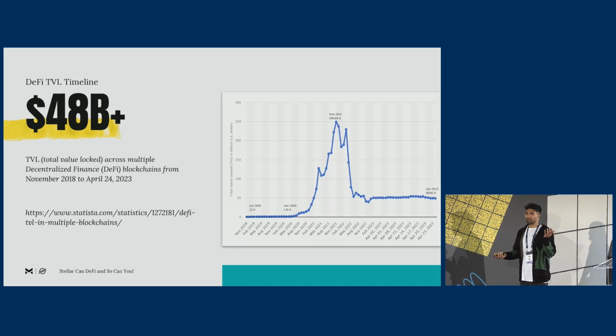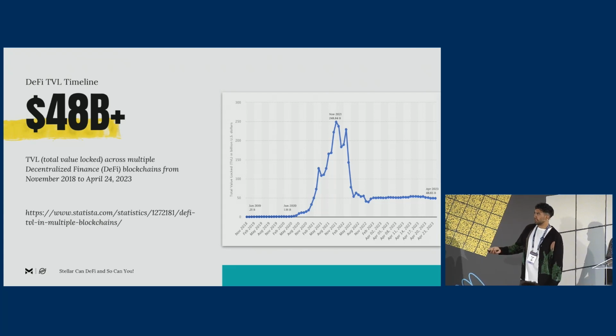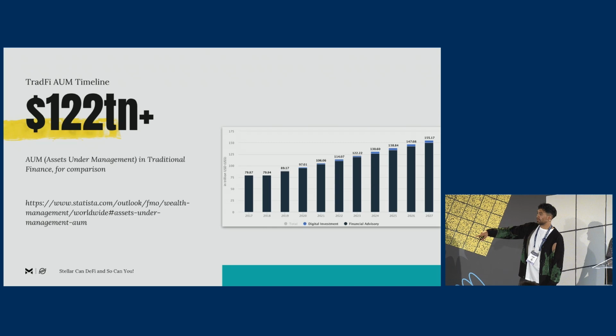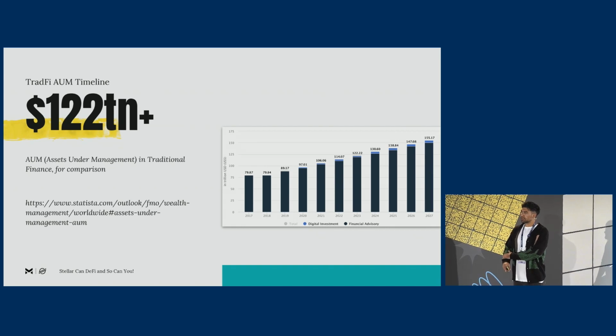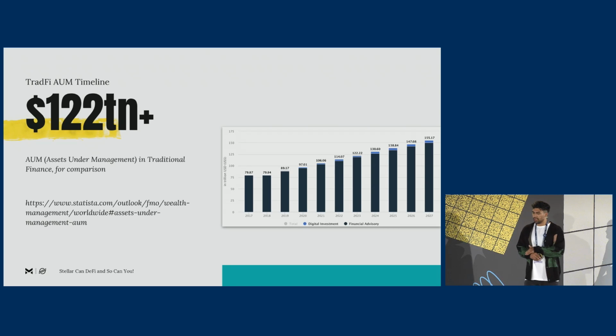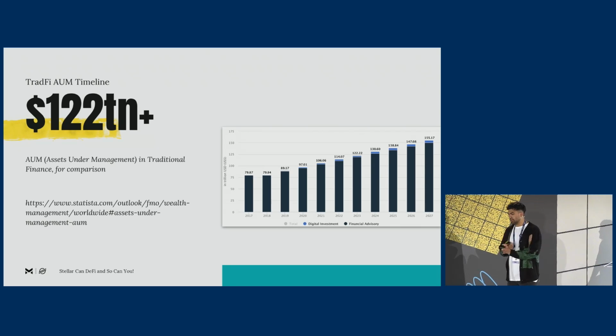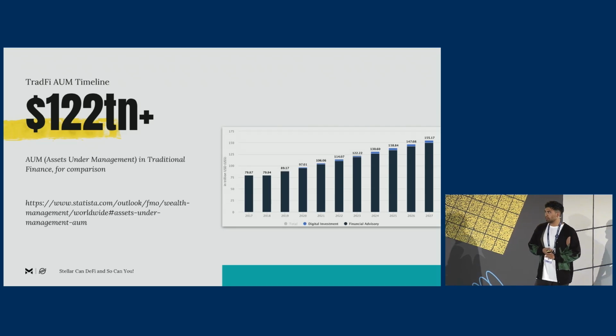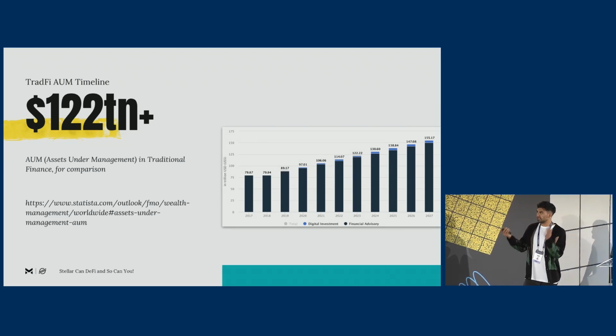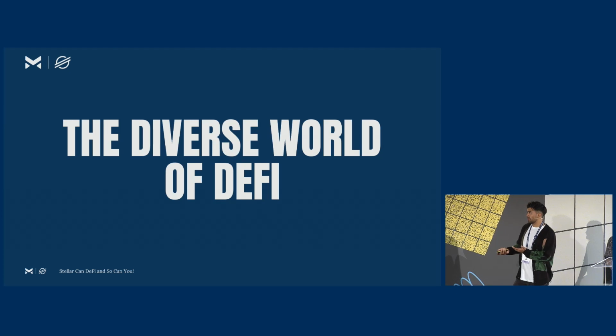What is this upside? Well, it's hard to really pin that down, but one way we might look at it is the traditional finance assets under management timeline. Currently, we're looking at $122 trillion of assets under management in traditional finance. So these are things like portfolio management, long-term CDs, et cetera. So will we be a part of this DeFi timeline? I'll let you answer that.